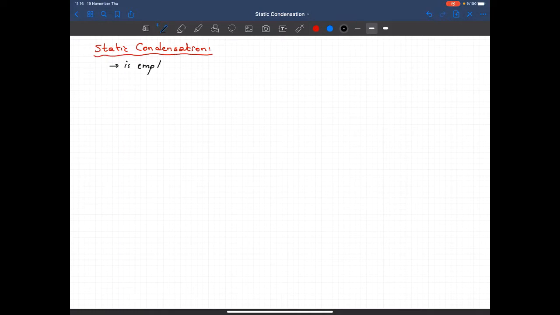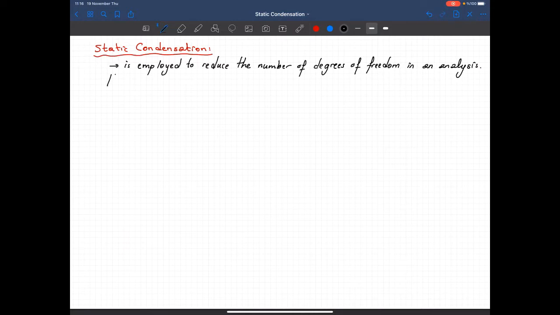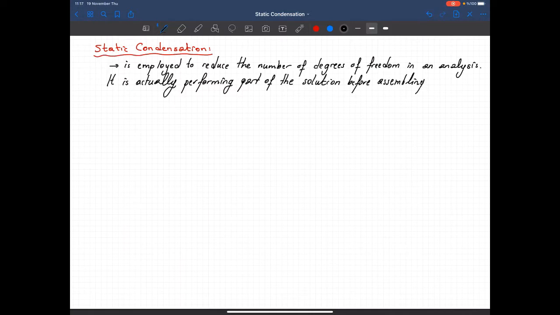It is employed to reduce the number of degrees of freedom in an analysis. It is actually performing part of the solution before assembling the system of equations. Now, let's see what we really mean here.